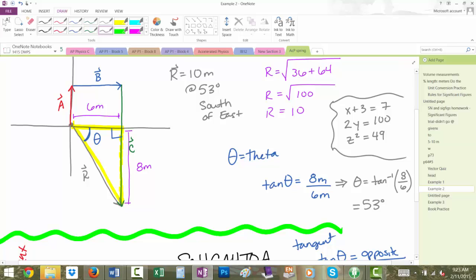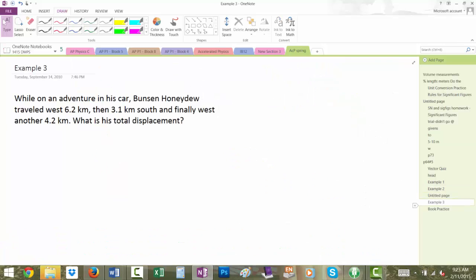So this is kind of a slow start since we're just finishing a problem. So let's try a brand new one and see how we do. Is that okay? Here it comes. While on an adventure in his car, Bunsen Honeydew, so this is Beaker's cohort, right? The guy with the big green head. Looks like a honeydew melon, hence the name. Okay? He traveled west 6.2 kilometers, then 3.1 kilometers south, and then finally west another 4.2 kilometers. The question says, what is his total displacement?